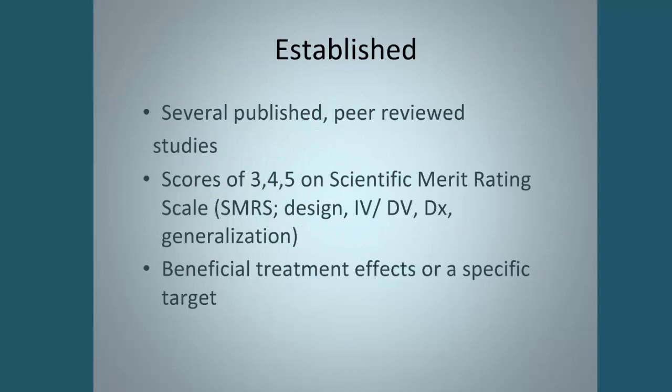So in order to be in the established category, the intervention had to have several published peer-reviewed studies, and on their scientific merit rating scale, they had to have scores of a 3, 4, or 5, and it looked at design, independent variables, dependent variables, the diagnostics used, and the generalization. So these interventions in the established category got a 3, 4, or 5 on their scientific merit rating scale and were found to be beneficial in the treatment of a specific target that they designated. So it doesn't mean that we all agree that increasing whatever they increased or decreasing whatever they decreased is important, but what it means is what they set out to either increase or decrease, they did, and they did it with a certain amount of scientific rigor.